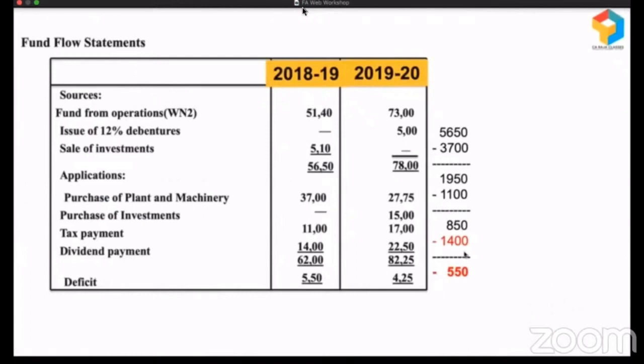They didn't do that. They paid dividend when they don't have adequate funds. When they had only 850, they paid 1,400. They simply diverted short-term funds for long-term purpose. So this is what happened in 2018-19. Ideally they could have done one thing: when they were left with long-term funds of 850, they should have restricted their dividend to 850. In that case, there would not have been any diversion of short-term funds for long-term purpose.